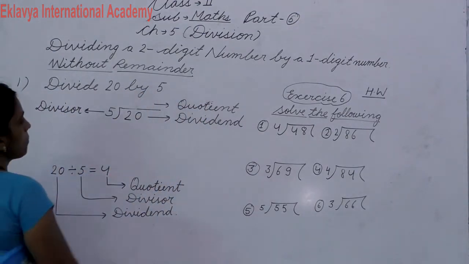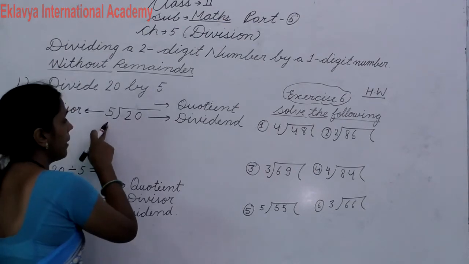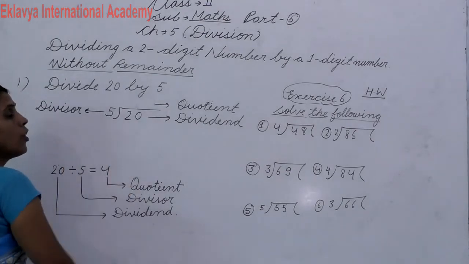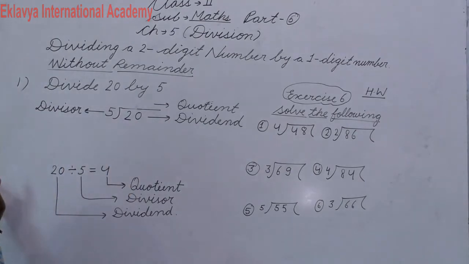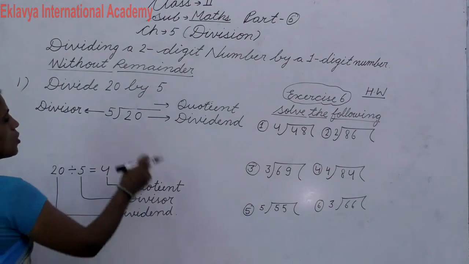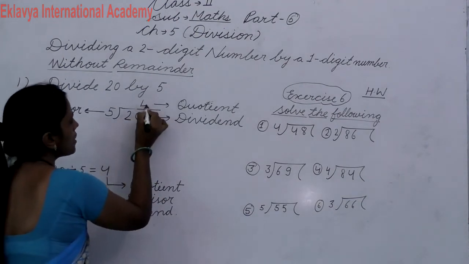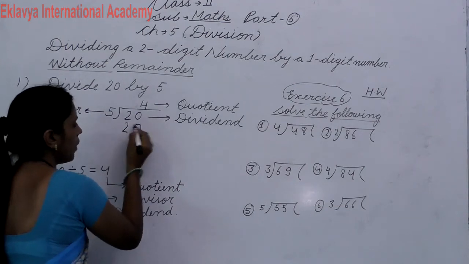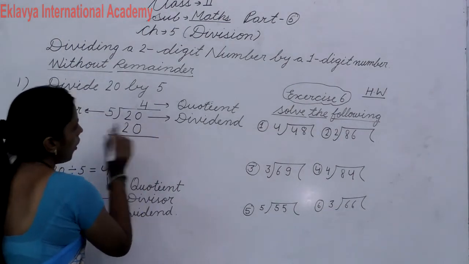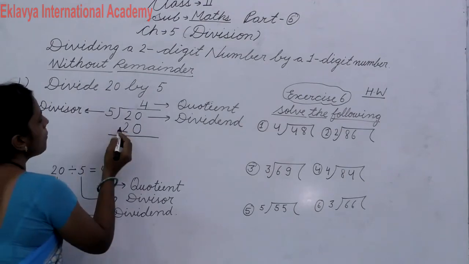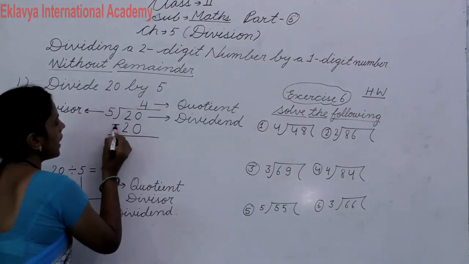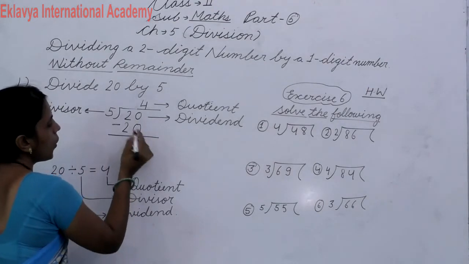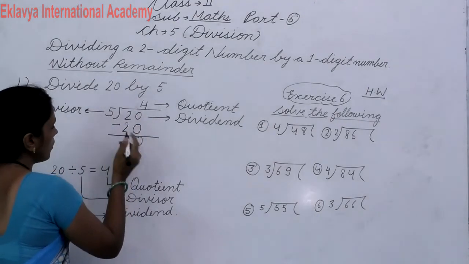So let's start. We will speak the table of 5 until we get 20. Do you know, 5 fours are 20. So we will put 4 as the answer, and the answer is the quotient. We will put 20 here. After that we will draw a line. Got it? And we will put the subtraction sign here and subtract: 2 minus 2 is 0, 0 minus 0 is 0.